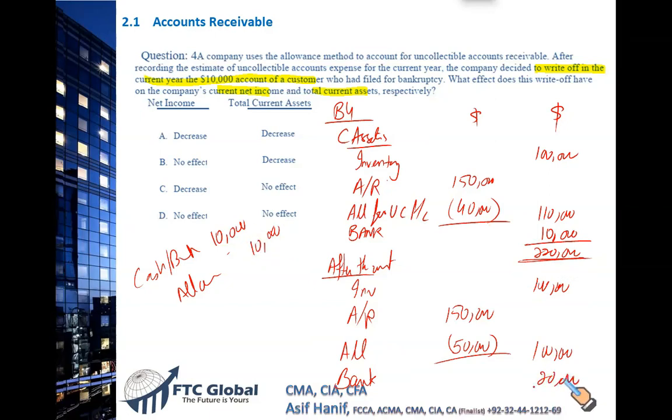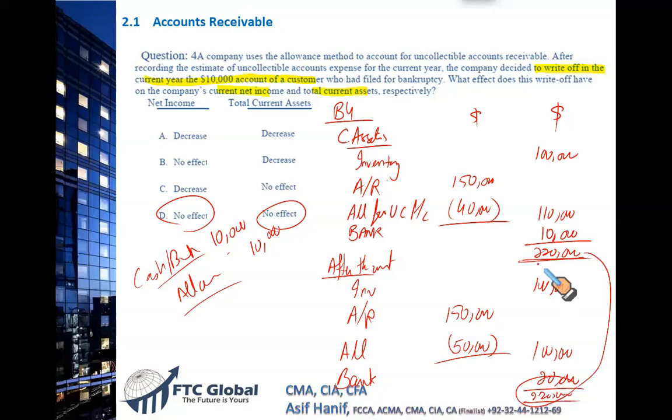Look at this. Your current assets stay the same. So when your account receivable is written off, your current assets stay the same, and income stays the same. No effect on the income statement, no effect on total current assets. And when a customer who was written off pays you back, a bad debt is recovered, it is not going to be your income. It is going to be debited to cash and credited to allowance. In this way, before and after collecting a bad debt that was written off, your current assets stay the same.